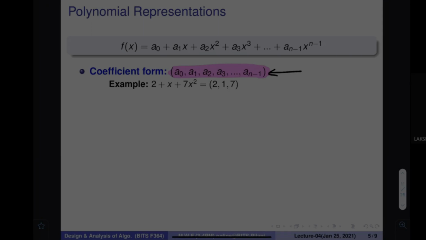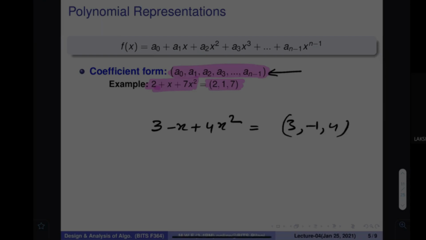Okay. So if I give you 2 plus x plus 7x square, then what would be the answer? It is written over here, so it would become cheating. Let me give it 3 minus x plus 4x square. What is the answer? Can anybody give me? Somebody is telling that 3, minus 1, 4. Let us assume that he is right.